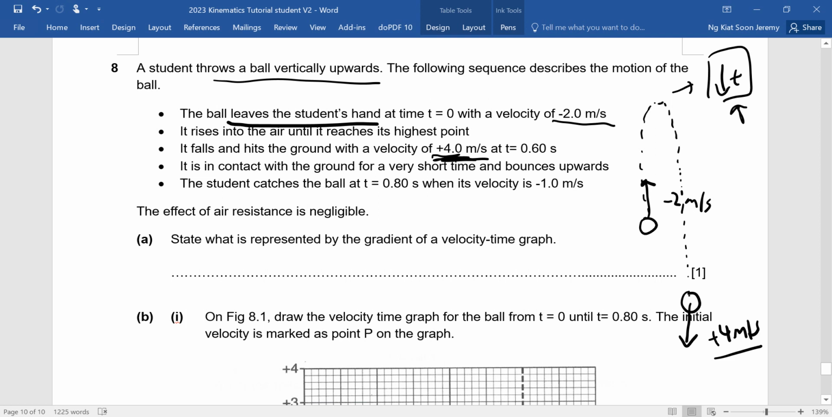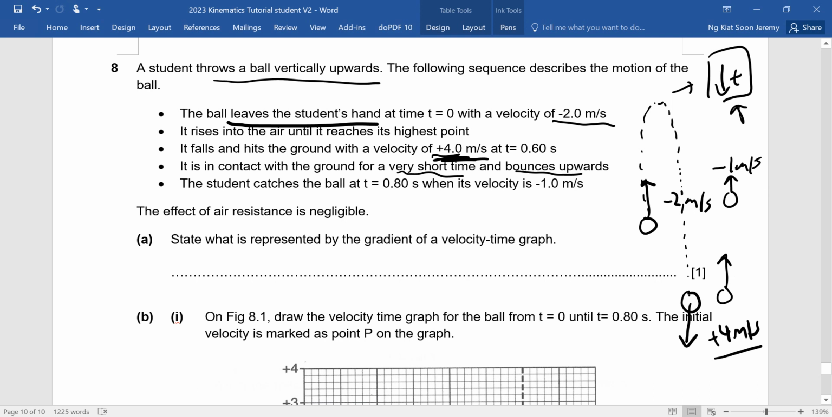It touches the ground for a very short time, and then bounces up. When it bounces up, it bounces up with a certain velocity outwards, and then it carries on moving up. Somewhere up here, I'm not sure exactly where, the velocity is -1, and the student catches the ball. So what velocity would this be? I don't know, but I know this number is definitely bigger than -1, because as I'm going up, my velocity should approach 0. I'm slowing down, remember that.